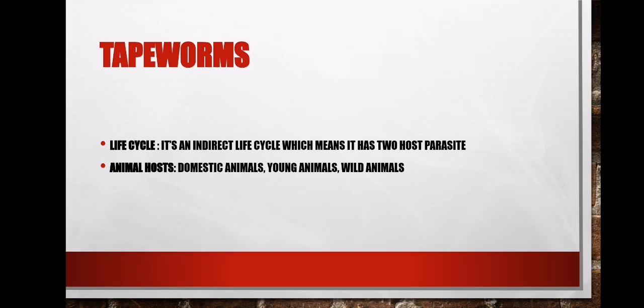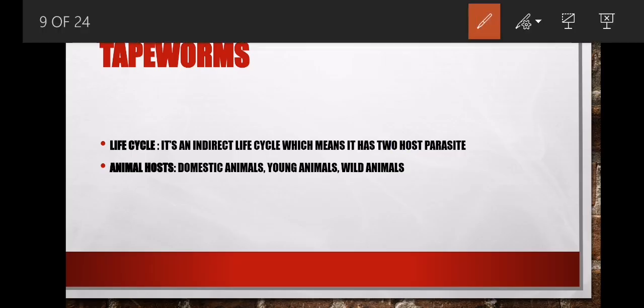Then I want you to master the symptoms. I want you to also master the treatment. How can we treat or prevent it? We say the life cycle of it is an indirect life cycle, meaning it needs two hosts. You will get this one clear.